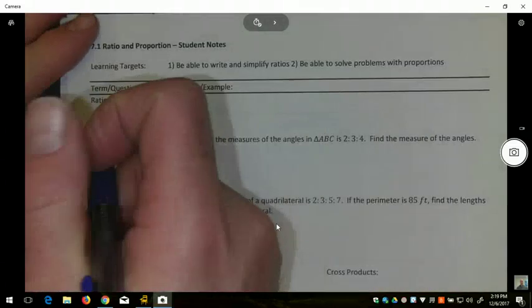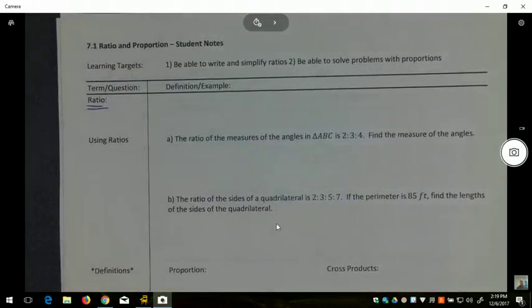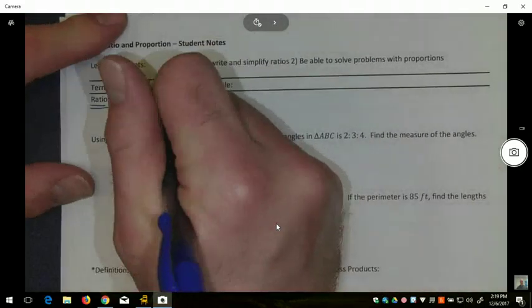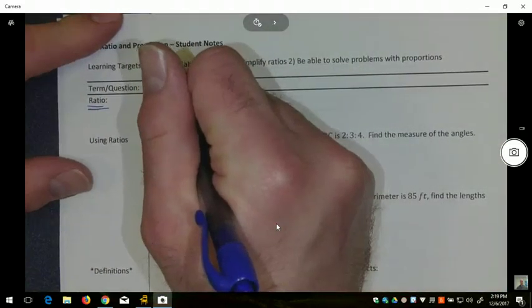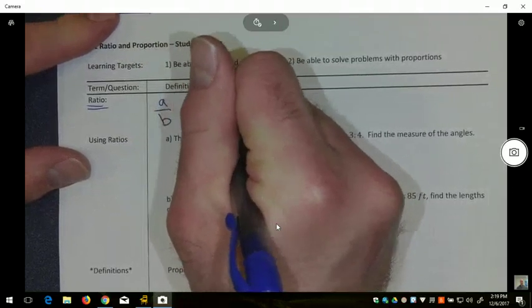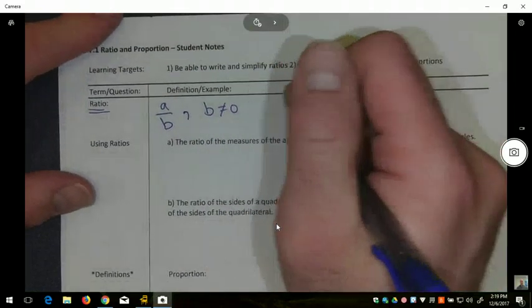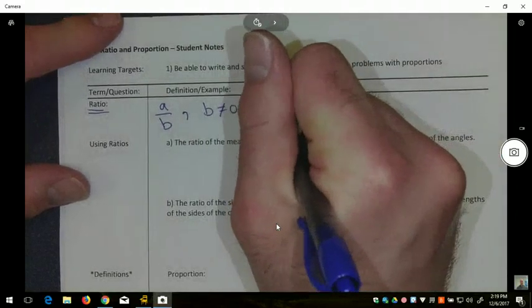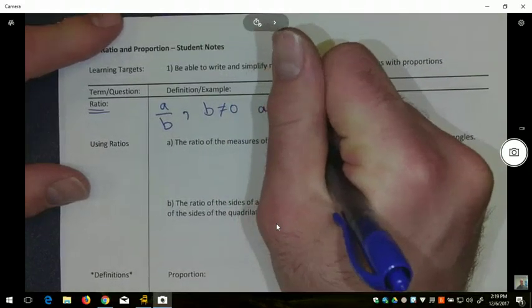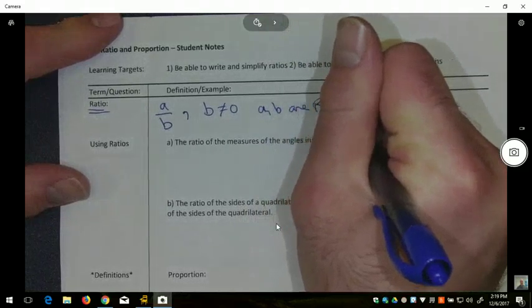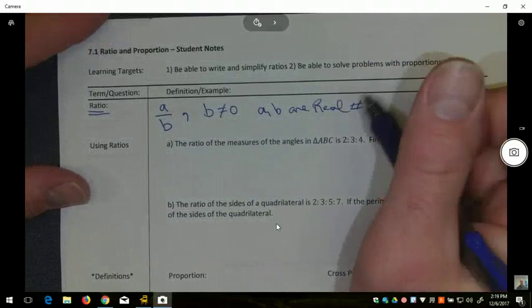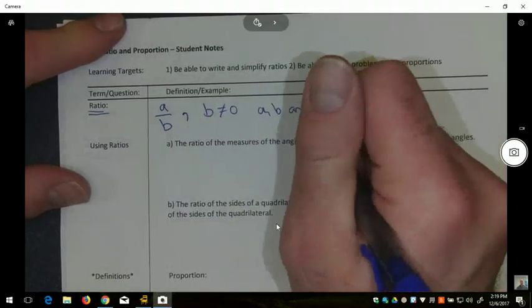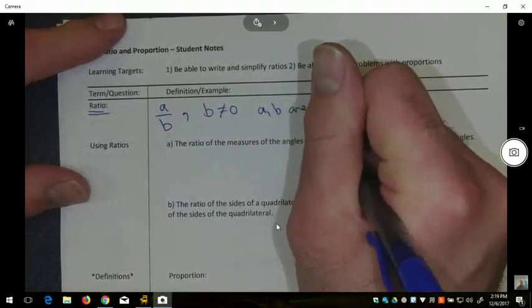A ratio is a rational number. We already know the definition of rational numbers: numbers that can be written as a fraction. So it's formally defined as a number a over b such that b is not 0, because we can't divide by 0, that's undefined, and a and b are elements of the integers, not just real numbers.